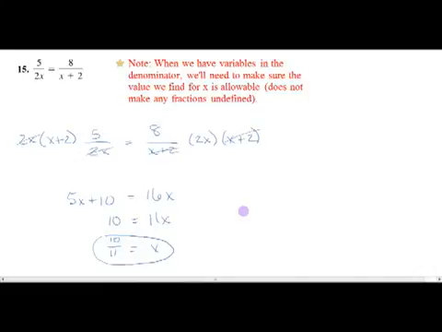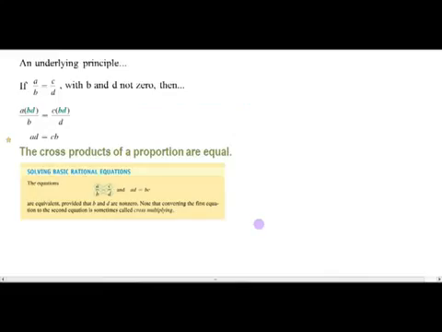You may have noticed, or done this in the past, where you have a fraction equals a fraction, and you just cross multiply. Let's talk about why we can do that. The underlying principle says that if a over b equals c over d, with b and d not 0, then a times bd over b equals c times bd over d. We're simply multiplying both sides of the equation by bd.